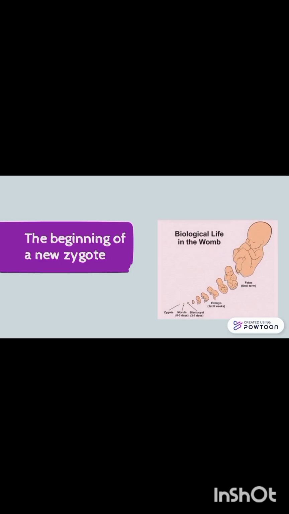Here is the diagram showing the biological life in the womb from when it starts as a zygote to when it is a fetus.